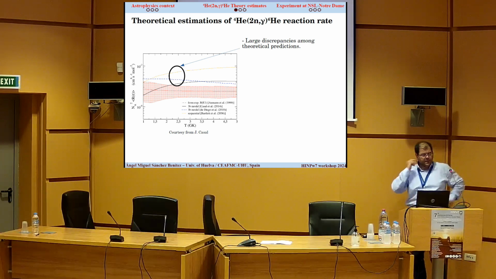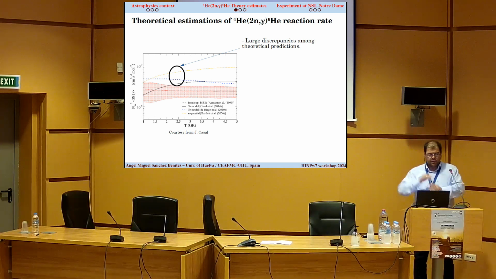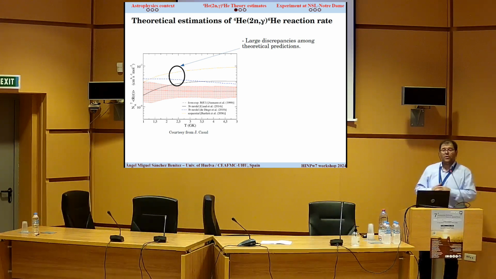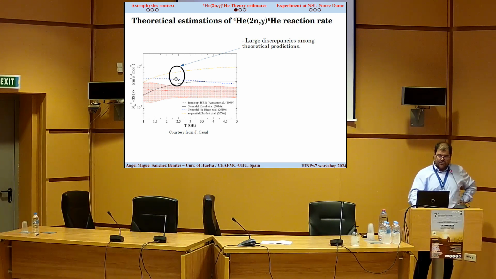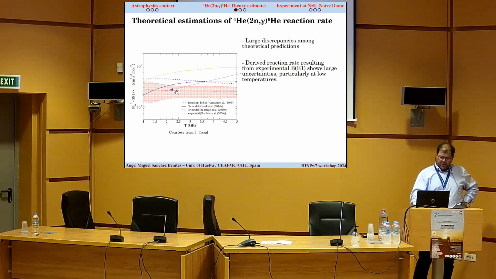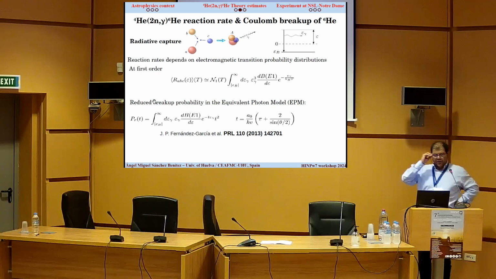So now that we have spoken about the astrophysical context, we move to theory estimates. How do we estimate the reaction rate of this three-body reaction, which is an alpha particle plus 2 neutrons? For the theoretical predictions, we have large discrepancies, as we can see here, right? This is courtesy of Jesus Casal. But when derived from the experimental breakup distribution, what we have are large uncertainties, especially in the region of low temperatures.